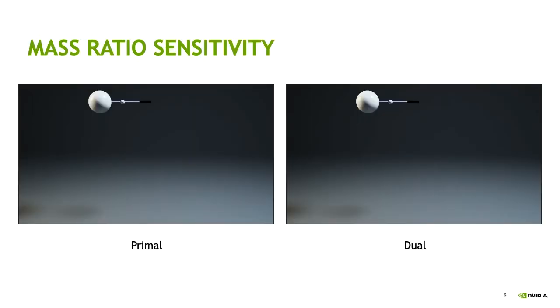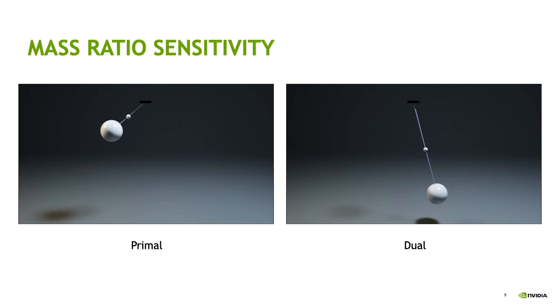So we designed some experiments to test this. In this case, we have a large mass ratio where we have a heavy body attached to a much lighter one. And we can see if I let it run, the primal solver is relatively unaffected by this. It gives us a nice stiff response. Whereas in the dual method, we have a lot of excessive stretching, and this is essentially a residual error that results from using a fixed number of iterations, and we use the same for both methods.